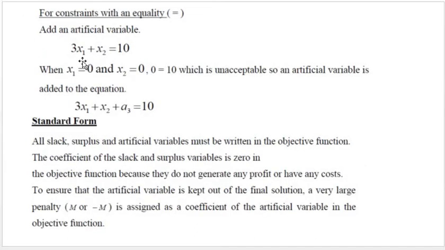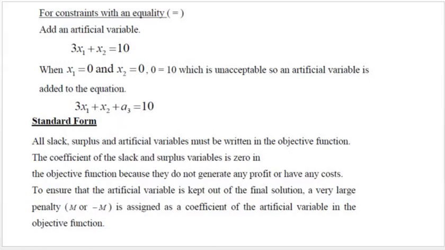For constraints with an equality, add an artificial variable. For example, 3x1 plus x2 equal to 10. When x1 equal to 0 and x2 equal to 0, 0 equal to 10. This is not possible. So add an artificial variable so that the equation becomes 3x1 plus x2 plus a3 equal to 10.